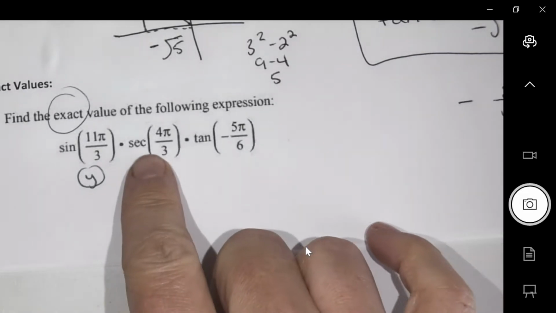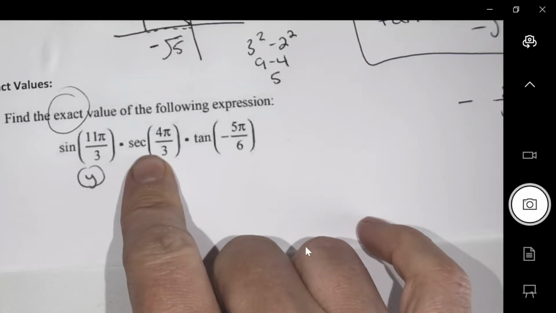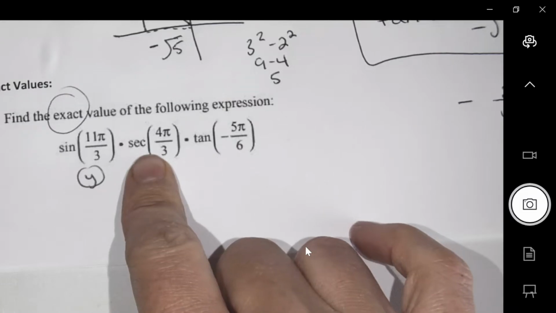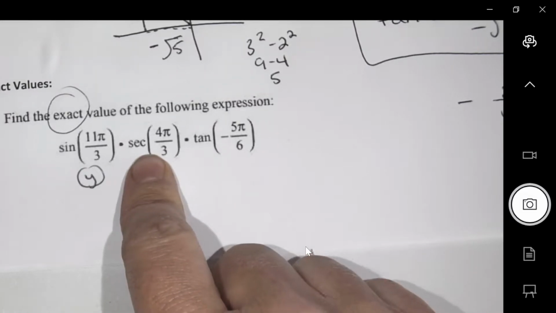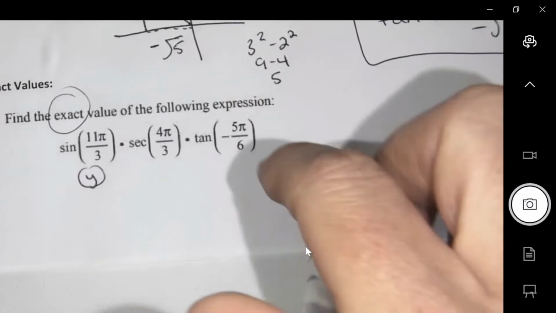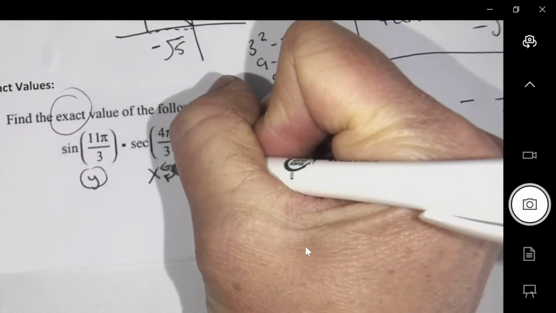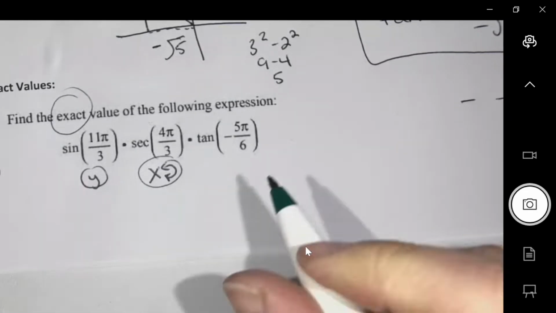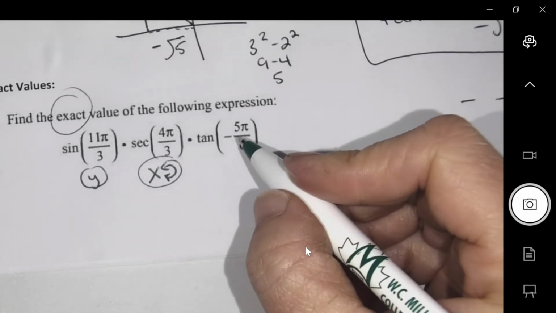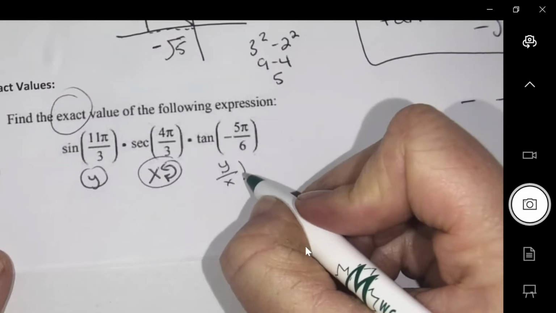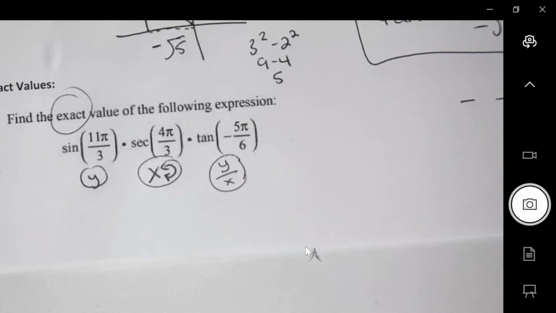Secant. Oh, this is the flip. What is it the flip of? Cos. And cos is which letter? X. So I'm going to get the X, and I'm going to flip it. And the tangent is y over x. And you don't get anything fun with that. You just have to do the division.